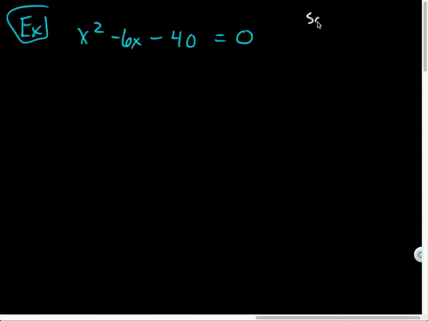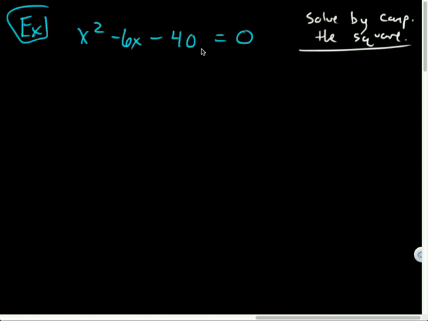So let's combine these procedures. Here we go. What if I want to solve this equation? X squared minus 6x minus 40 equals 0. So let's say I want to solve by completing the square. I'm going to have the little steps over here.